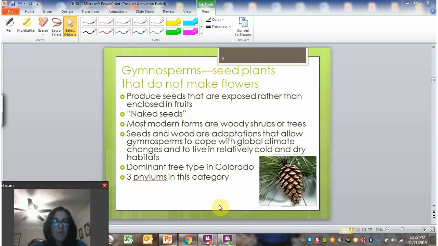And the gymnosperms were some of the plants that did well when the Earth's climate cooled. And so they still do well in relatively cold and dry habitats. So think like the mountains of Colorado, for example, is a place that gymnosperms do well because it's cold and relatively dry. There's 3 phyla in the category of gymnosperm. So we'll take a look at the cladogram.